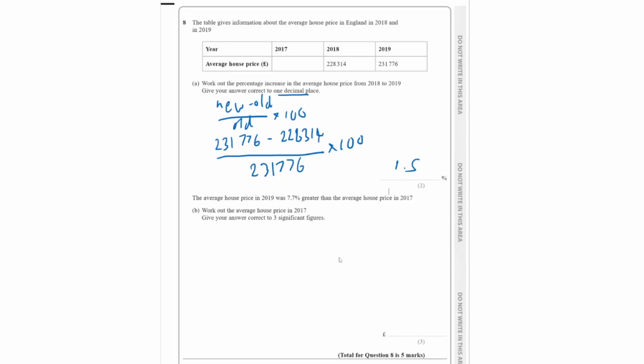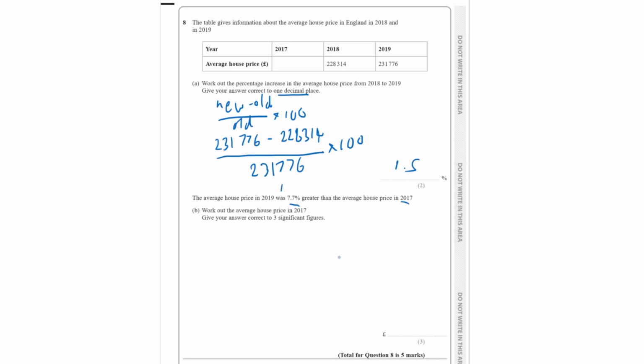The average house price in 2019 was 7.7% greater than the average house price in 2017. Work out the house price in 2017. Give your answer correct to three significant figures. Now we can see here that 2019 was 7.7% greater than the average house price of 2017.